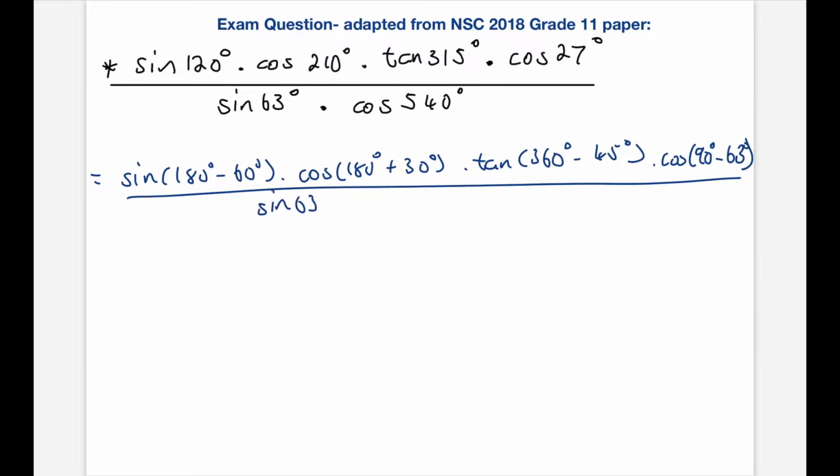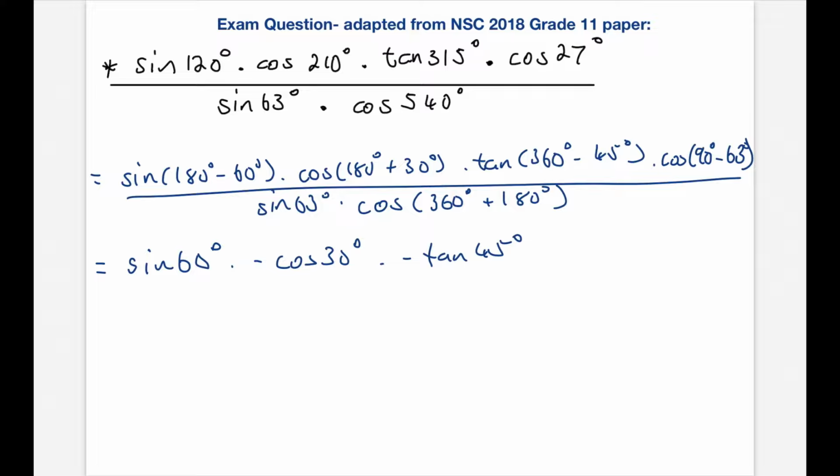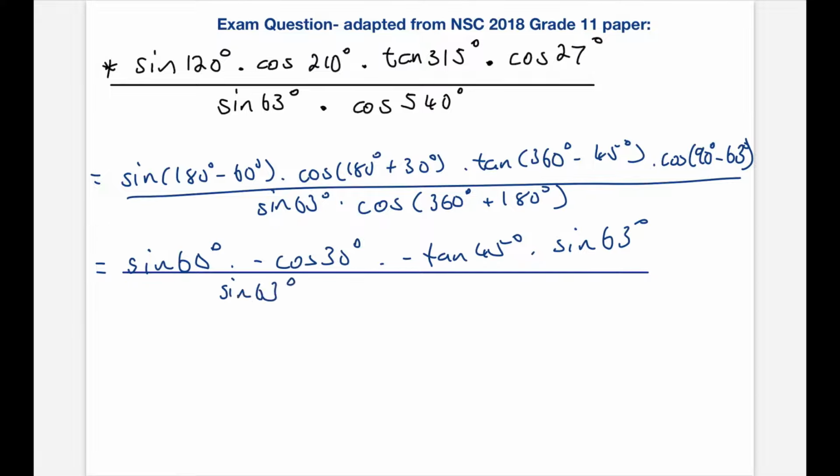In my denominator, I have sine 63 times. Now, what do we do with this big number? Remember, you can add or subtract 360 at any point. So I'm going to change this to become 360 degrees plus 180 degrees. 360 plus 180 gives me 540. Now let's reduce everything. We're now going to have positive sine 60 times negative cos 30 times negative tan 45 times positive sine 63 divided by sine 63 times positive cos 180.